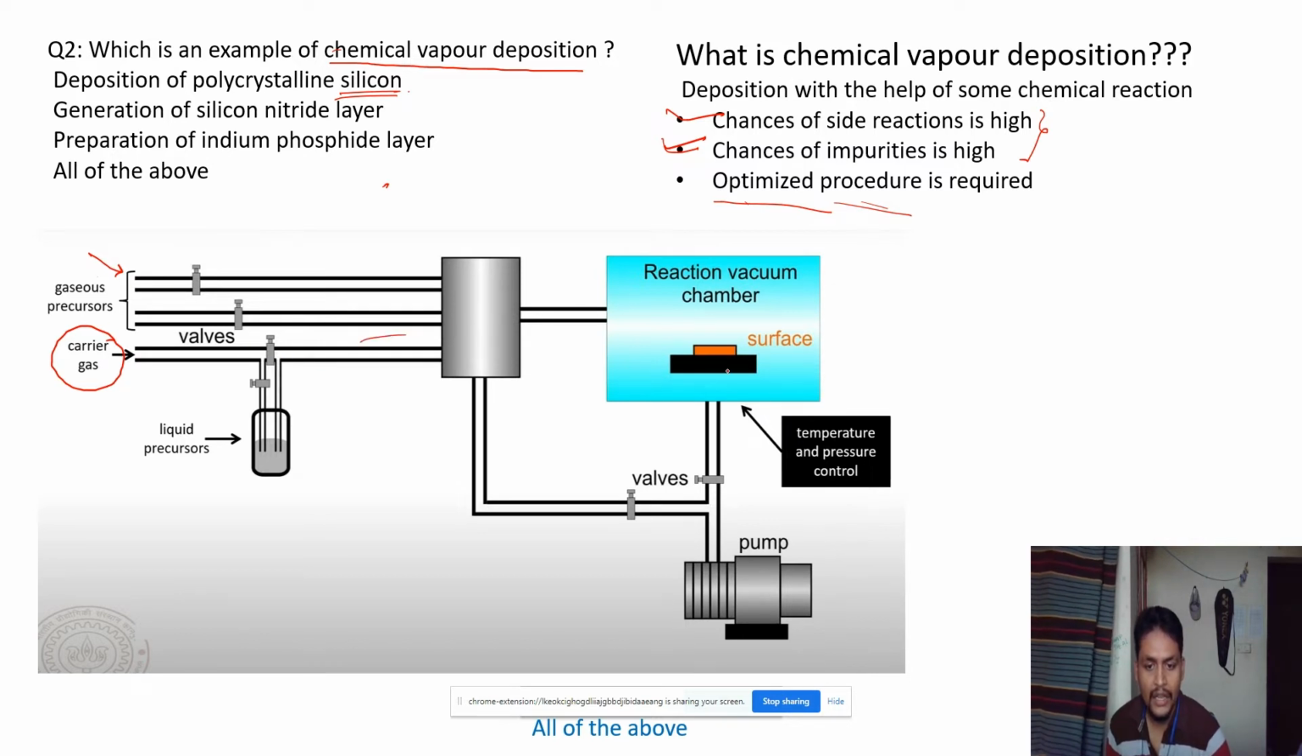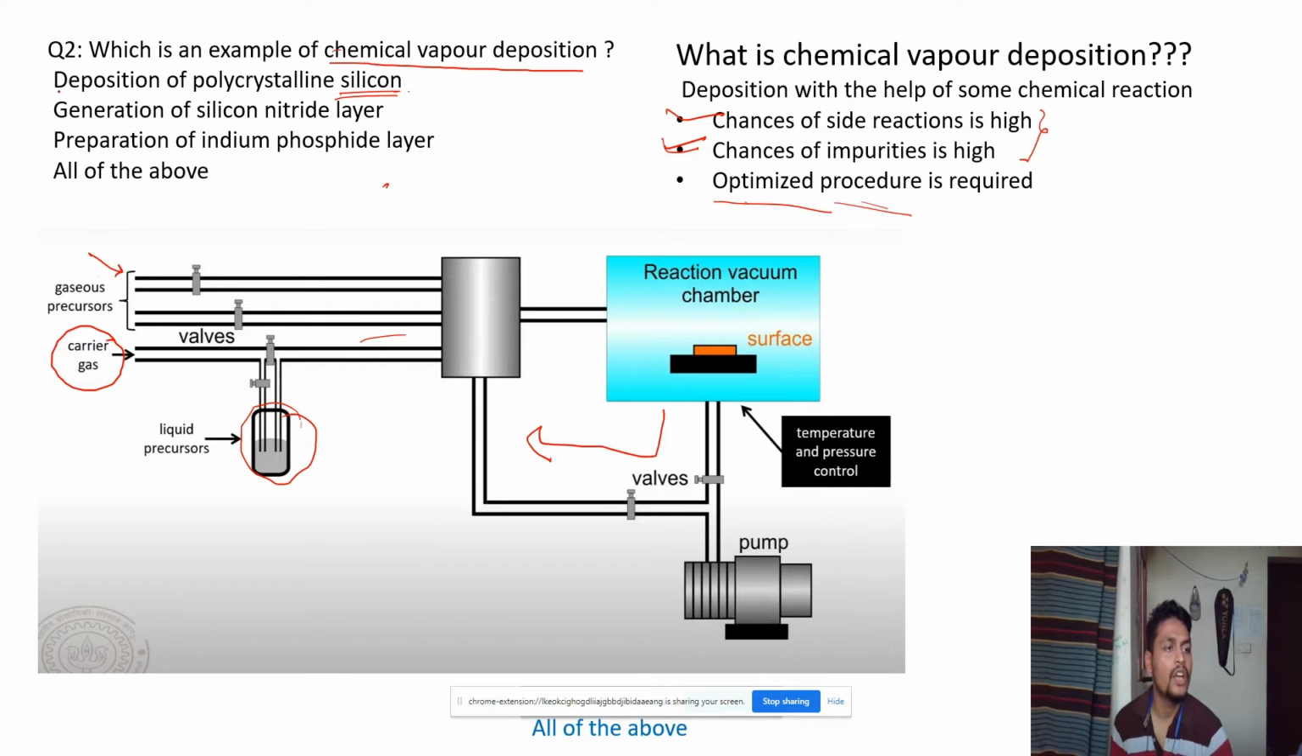And then it goes to the vacuum chamber where the surface is retained, and that is temperature controlled. By giving the temperature, the reaction happens, and whatever needs to be deposited gets deposited. The side products are mainly gases, which come back by the carrier gas, right? And that is collected in the form of a liquid precursor. So this is the process.